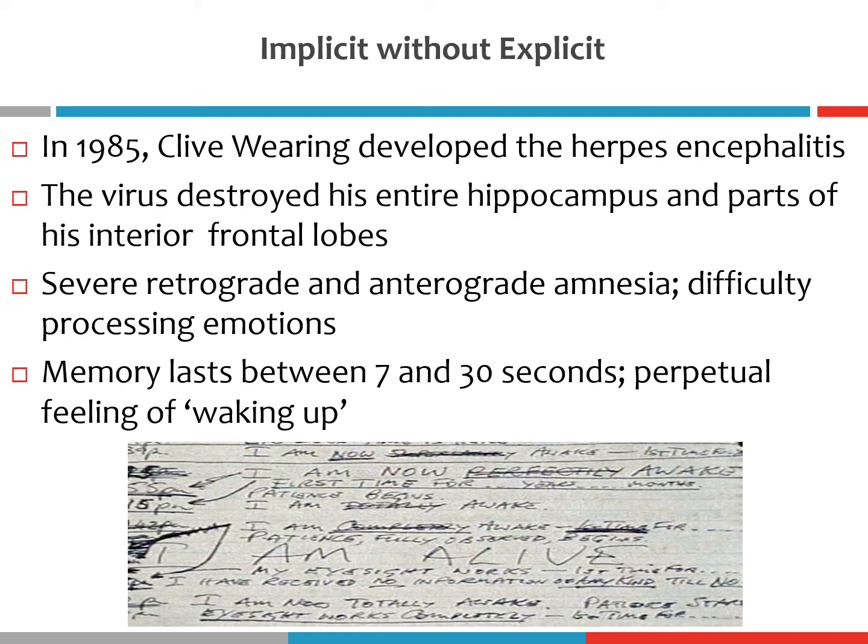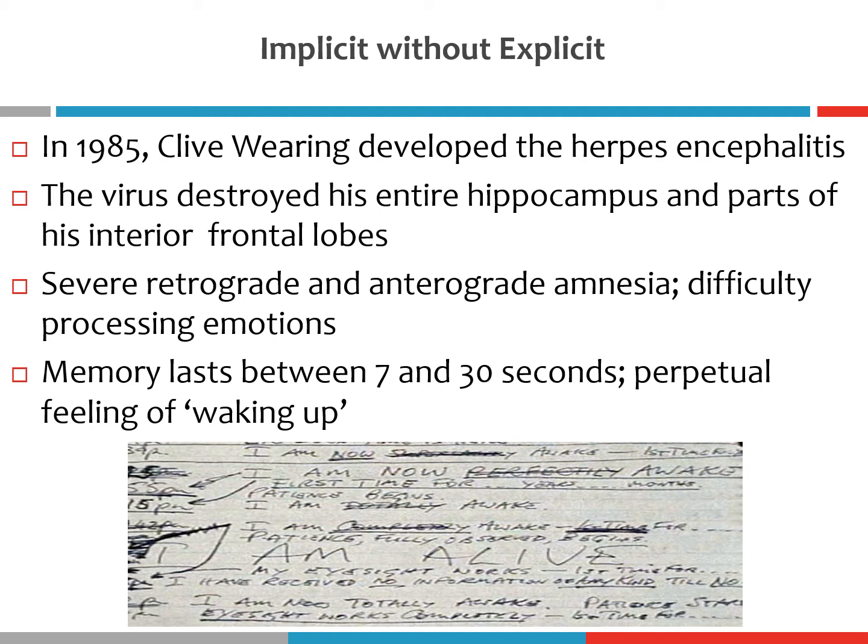And we see very, very clearly in the case of Clive Waring the dissociation, not just between implicit and explicit, but also short-term memory and long-term memory. Because the entire duration of Clive's memory is between 7 and 30 seconds. So it's completely within the confines of short-term memory, and he's not able to retain anything beyond that particular time period. And so, as his wife Deborah very eloquently explains, he sort of has this perpetual feeling of waking up or being conscious yet again because he's not able to remember anything that previously occurred.